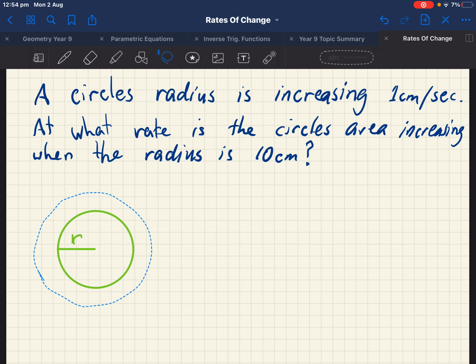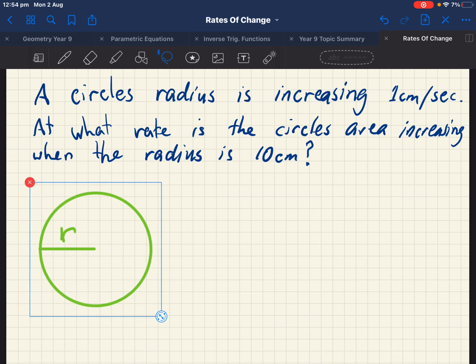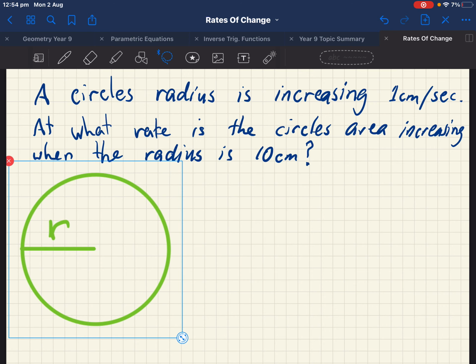So let's have a look at the circle. All right, so here's the circle here. And we know that its radius is increasing. Let me see if I can get this to resize. There we go. Okay, so every centimeter is getting larger, larger, larger, and larger. And obviously, as the radius continues to increase, so will the overall area. Now, at some point, the radius is going to get to the size of 10 centimeters. And we want to know at that point, how rapidly is that area increasing?